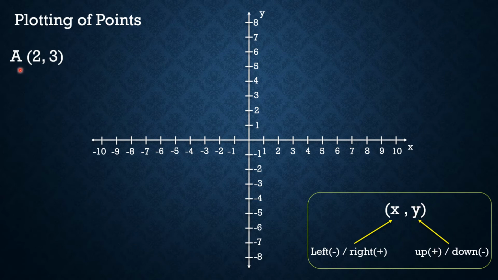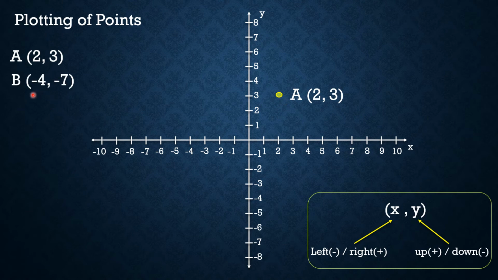For example, kung titignan natin si 2, 3, ang sign ng ating x-coordinate ay positive at ang sign ng ating y-coordinate ay positive. So, ibig sabihin, ang movement natin is right, up. So, starting from the origin, we have to move 2 units to the right. 1, 2, and then 3 units upward. 1, 2, 3. So, ibig sabihin, the location of point A is here.